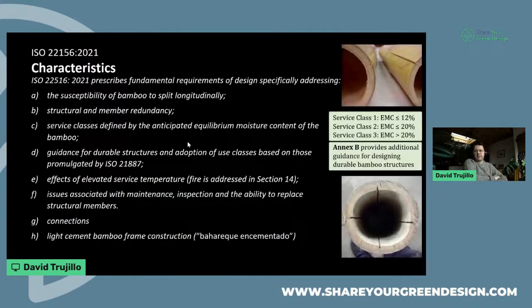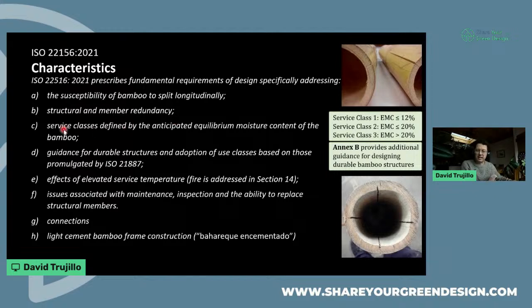So what makes ISO 22156 different to, say, a timber standard? Well, we have written it in a way that it requires you to think about this annoying characteristic that bamboo columns have, which is the tendency to split longitudinally. So I've got an image here of bamboo splitting, and we've embedded into the structural design ways to address this. One of them is structural and member redundancy. So we're not going to design structures that rely on one single column to do a lot of work, because if that one split, then we could be in a situation where we're in trouble. We should also design them for replaceability. Should a column split and we decide that it's no good, we can't use that column any longer, then we must have a way to replace that column easily.